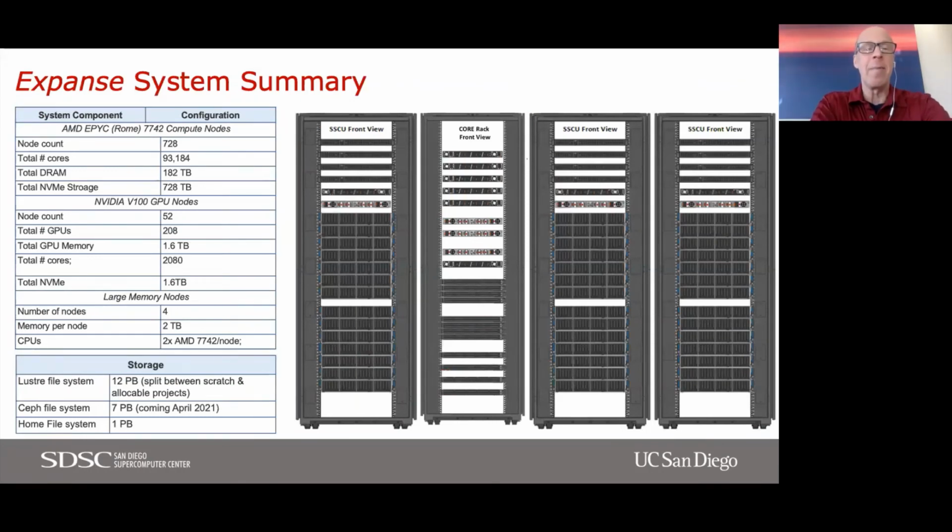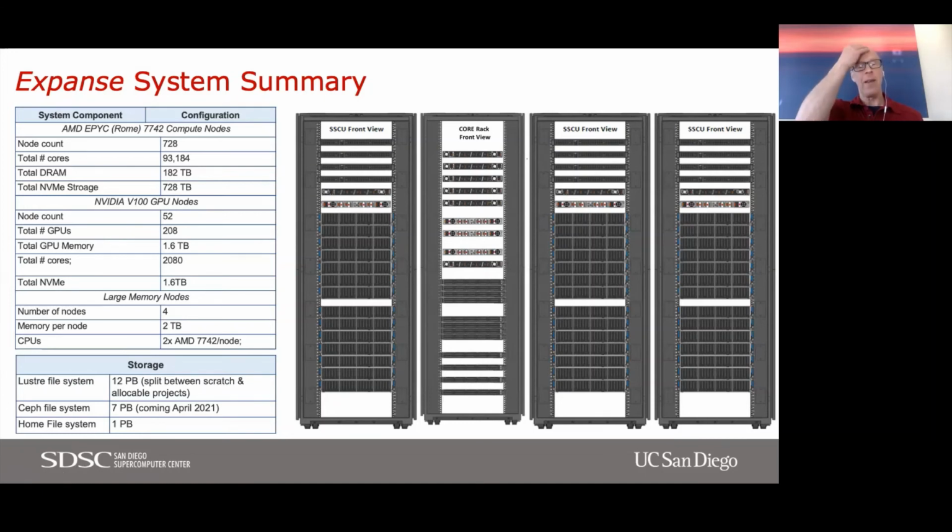So, a summary of the Expanse system. I mentioned these scalable units. So the whole system contains 728 compute nodes. Each of the standard nodes has 128 cores. So we're at nearly 100,000 compute cores. If you add up all of the DRAM, all of the main memory, it's an amazing 182 terabytes of memory. And then we have those SSD devices on each compute node. So that gives us close to a petabyte of this NVMe, non-volatile memory storage.